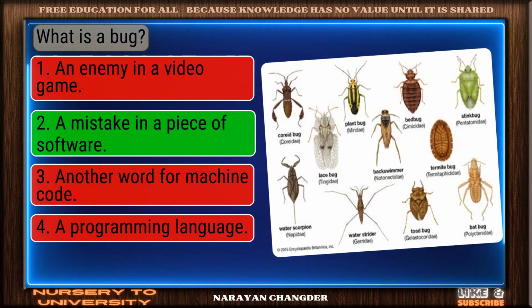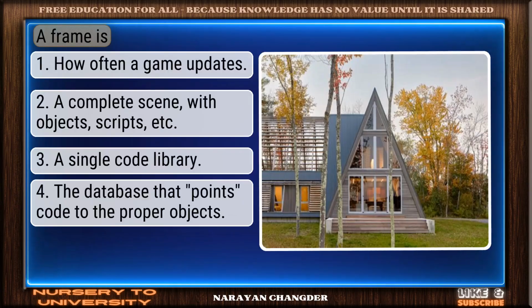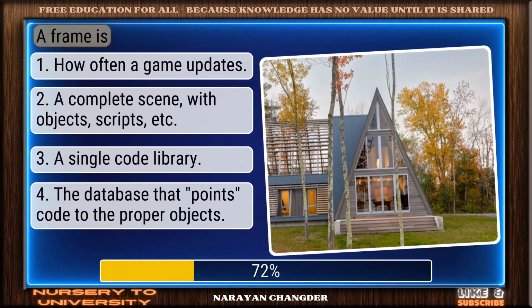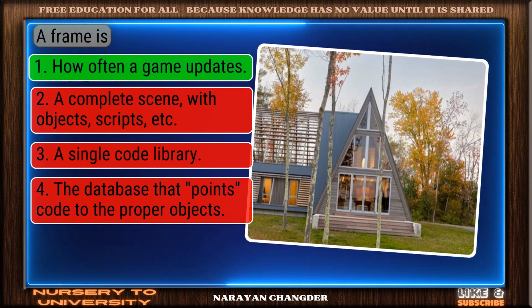You're right. A mistake in a piece of software is the correct answer. Question number 80. A frame is? Smart pick. How often a game updates is the correct choice.